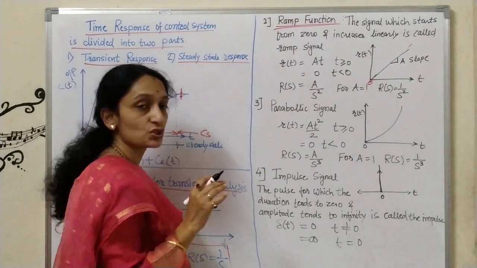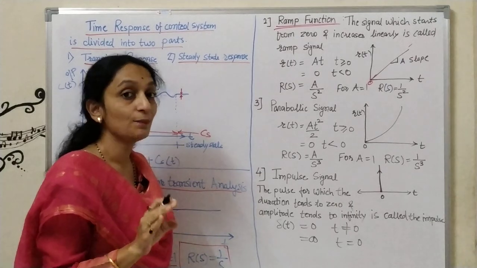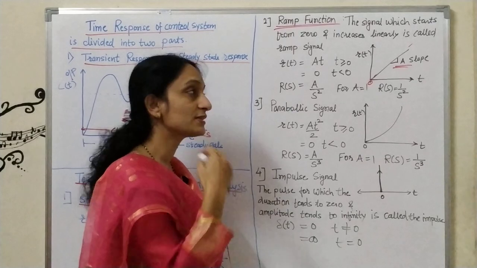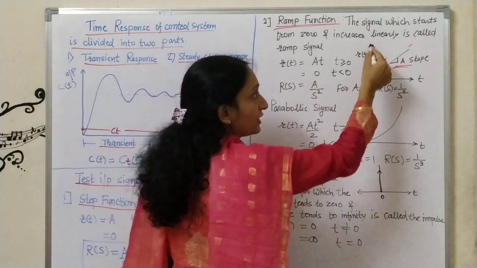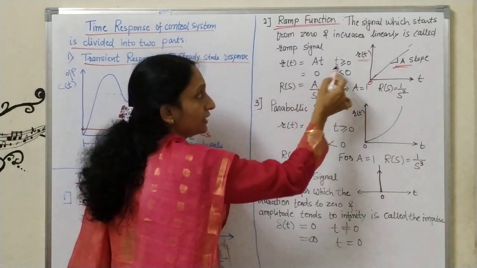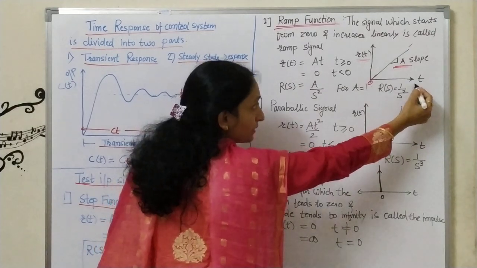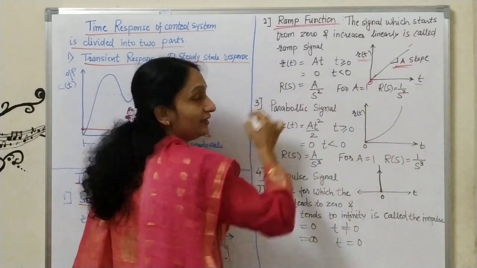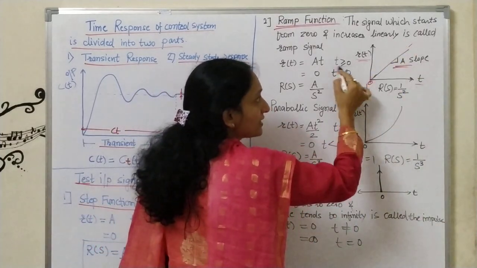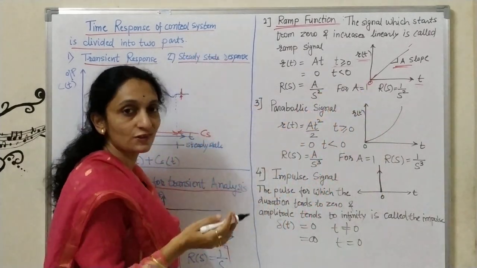So we know the equation of a straight line. What is the equation of a straight line? y is equal to mx, where m is the slope. Here the slope is given by a, and what we are considering on the y-axis is r of t. So the equation of a straight line will be r of t is equal to slope m into x. x is nothing but time, so r of t is equal to at. We get this response when t is greater than or equal to 0. For t less than 0, no response will be there.